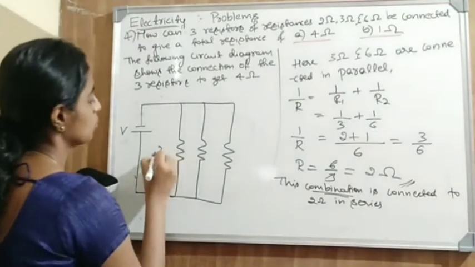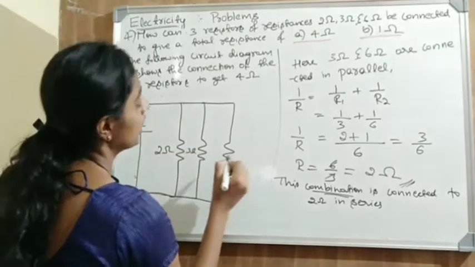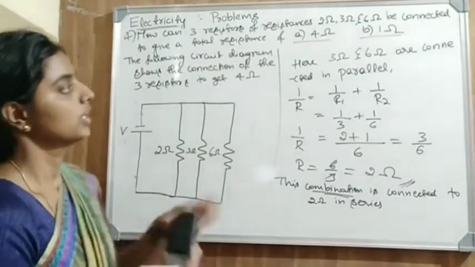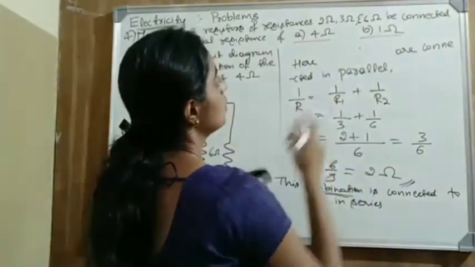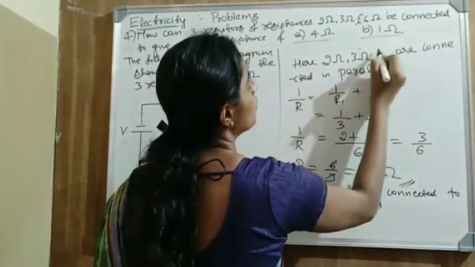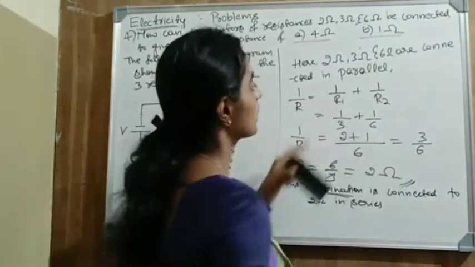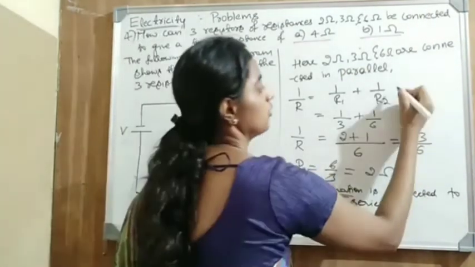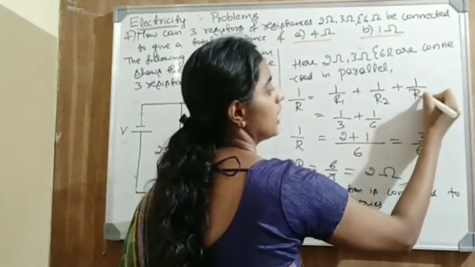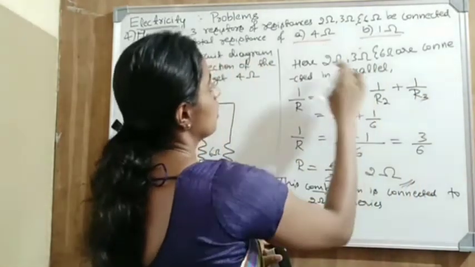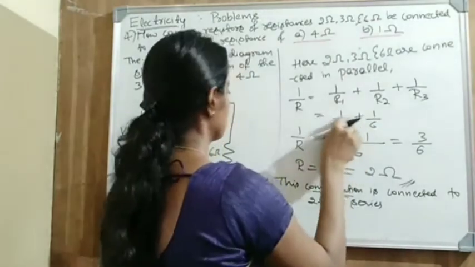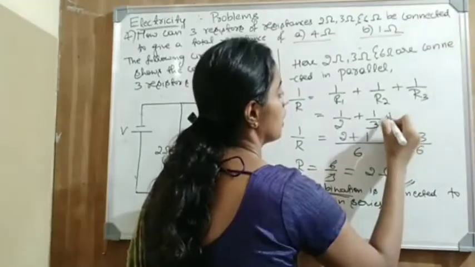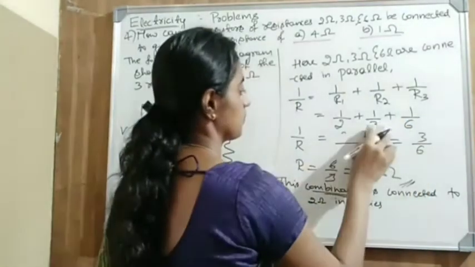So let it be 2 ohm, 3 ohm and 6 ohm, with a voltage source. Here all the 2 ohm, 3 ohm and 6 ohm are in parallel, right? Now what about the formula? We need to add 1 by R1, 1 by R2 and 1 by R3. R1 is 2 ohm, R2 is 3 ohm and R3 is 6 ohm.